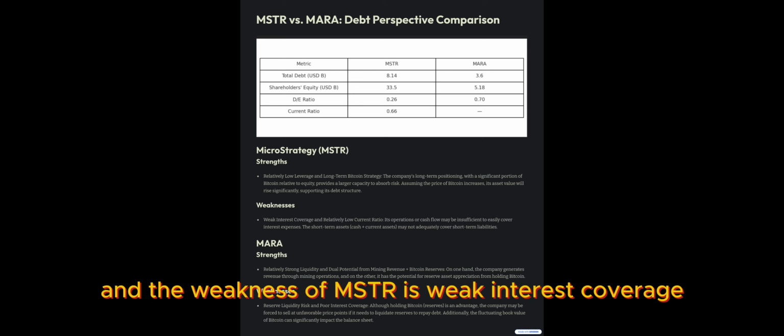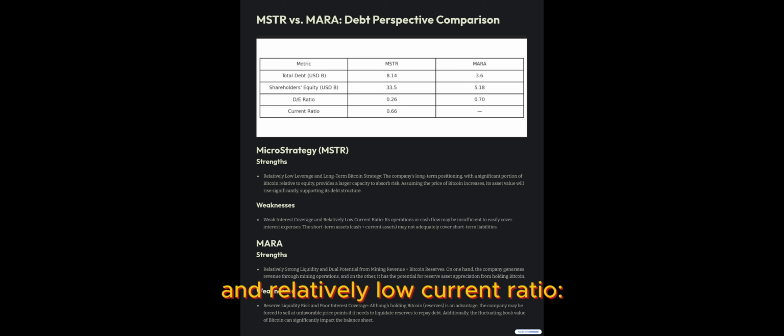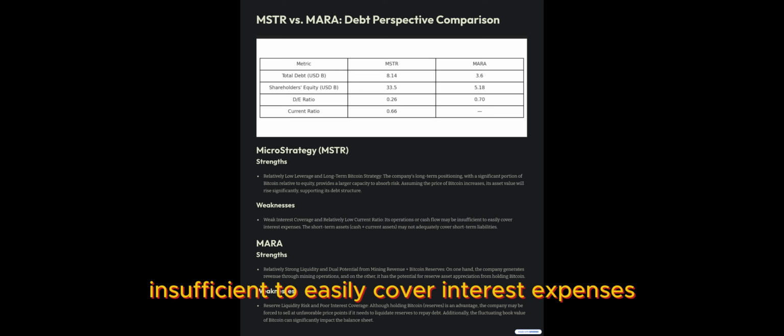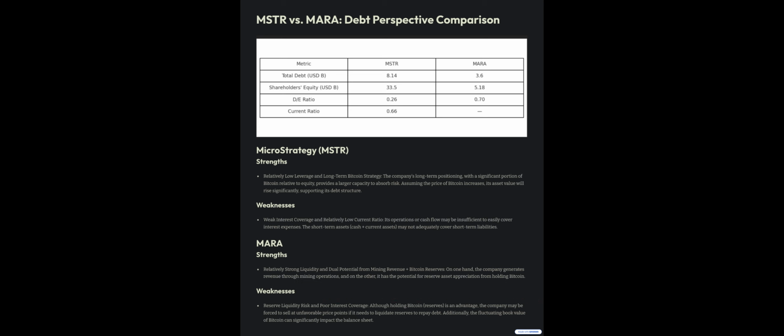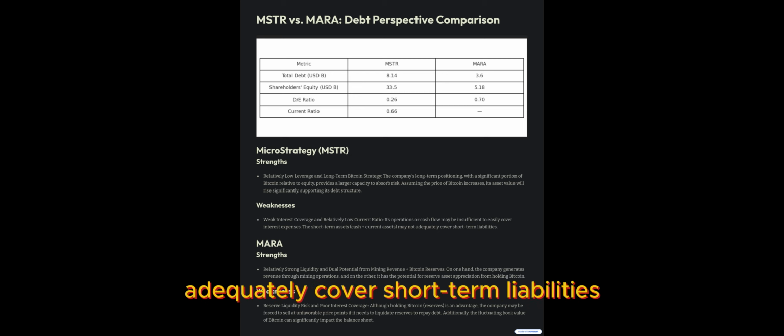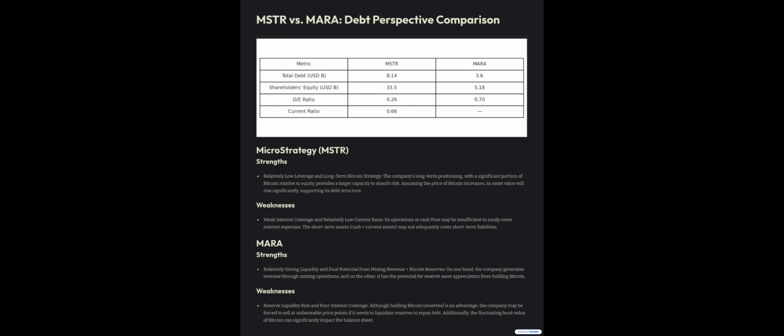And the weakness of MSTR is weak interest coverage and relatively low current ratio. Its operations or cash flow may be insufficient to easily cover interest expense. The short-term assets may not adequately cover short-term liabilities. And next part is MARA.